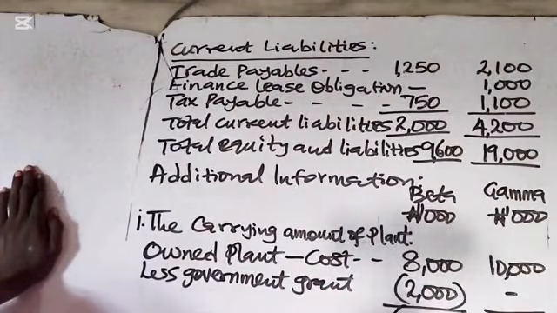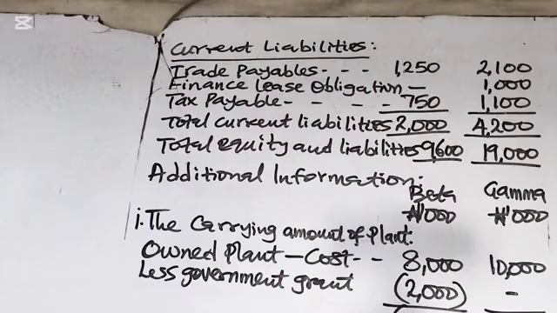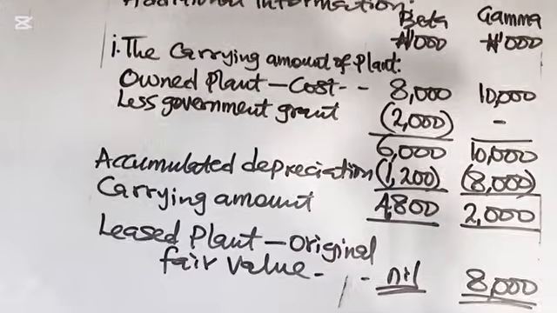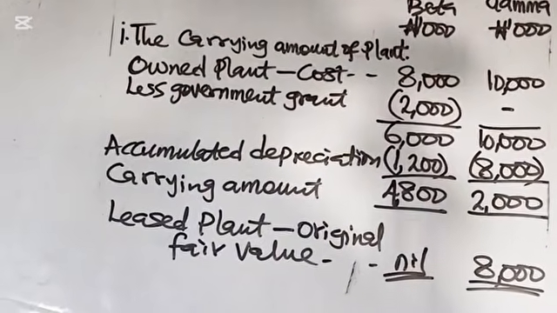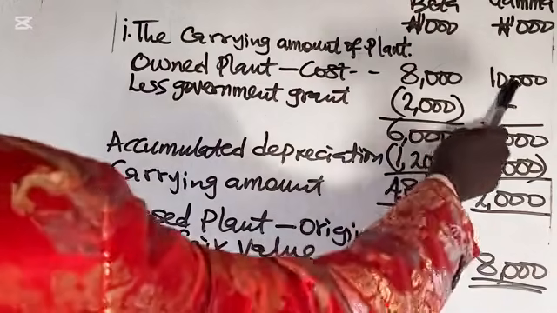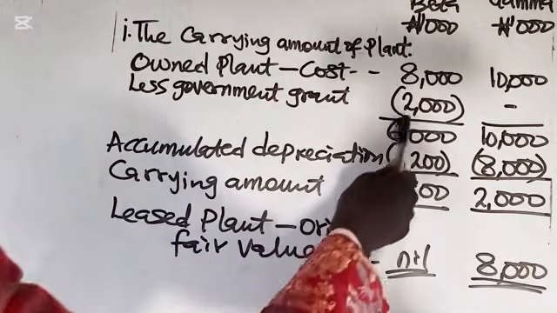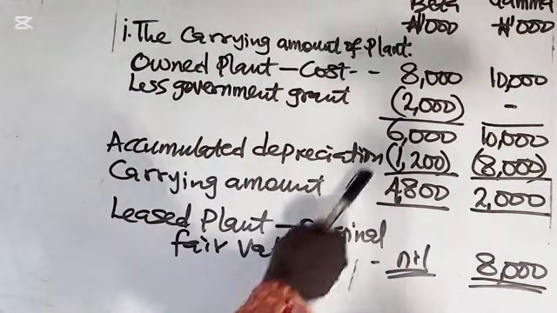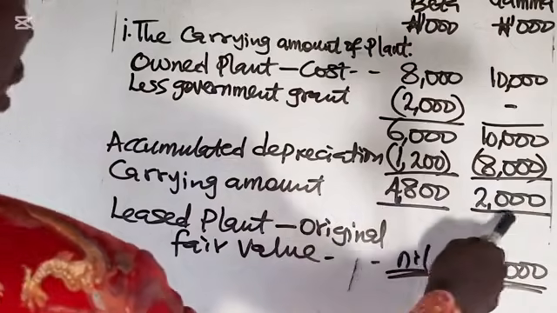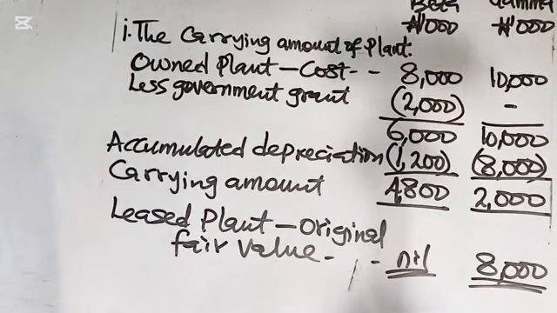Beta and Gamma Limited, amount in 1,000 naira. Note 1. The carrying amount of plant. The first one is owned plant, and the cost of the owned plant is 8 million for Beta Limited and Gamma Limited 10 million. Less government grant. Beta Limited 2 million, Gamma Limited nil. So you have a net amount of 6 million and 10 million respectively for Beta and Gamma. Accumulated depreciation. Beta Limited 1.2 million, Gamma Limited 8 million. Carrying amount is 4.8 million and 2 million respectively for Beta and Gamma.